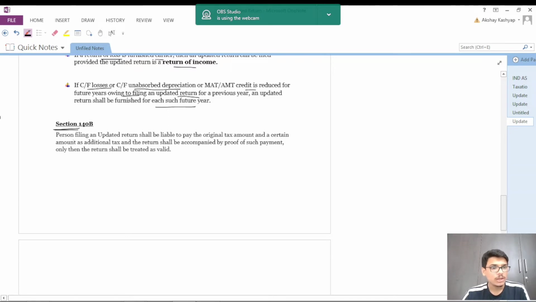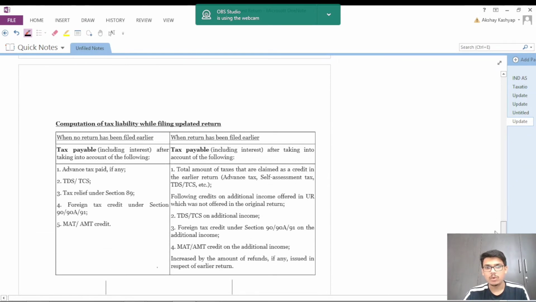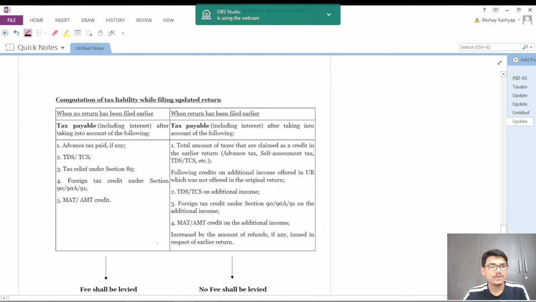So a person filing an updated return shall be liable to pay the original tax amount and a certain amount as additional tax, and such return shall be accompanied by the proof of payment of such tax. Only then the return will be treated as valid. Now there can be two situations where you're filing an updated return. So let's look at the computation of tax liability in those cases.